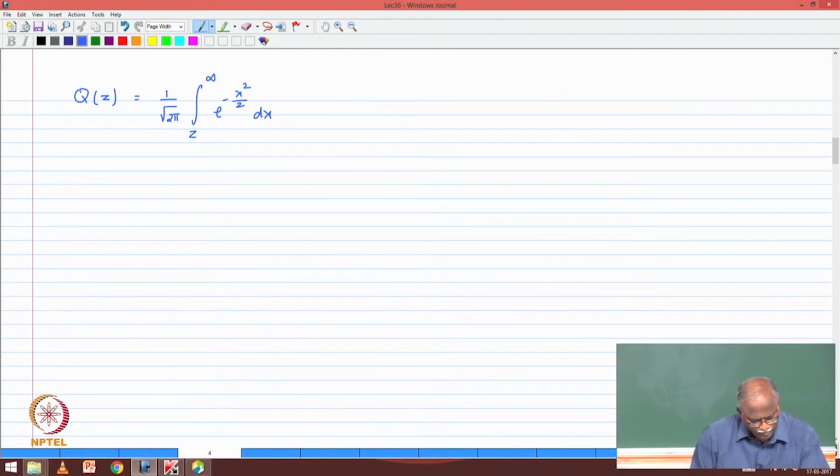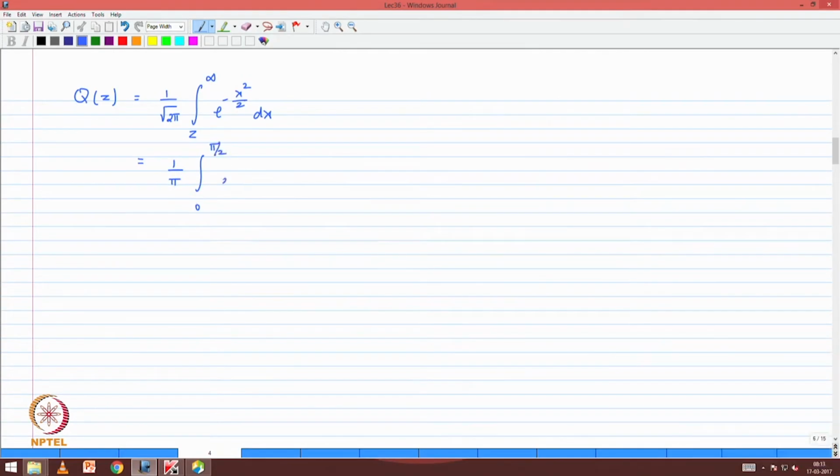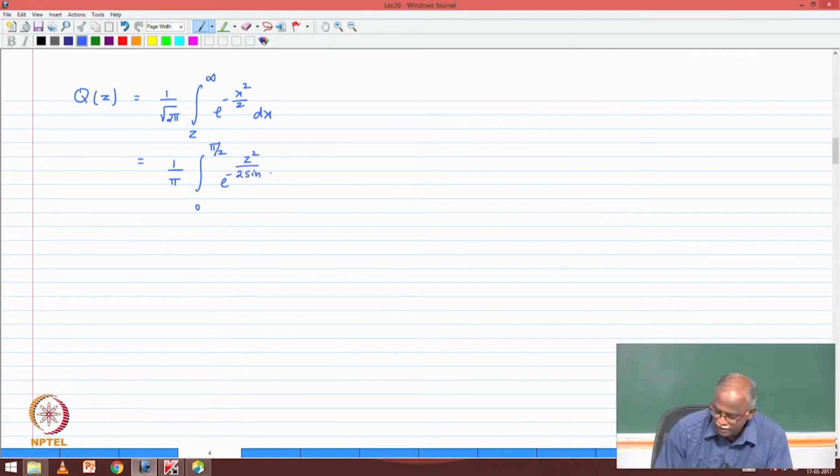So an alternate expression for Q of z, which we said would be more useful from a numerical integration point of view, was 1 over pi integral 0 to pi over 2 e power minus z squared by 2 sine squared phi d phi.